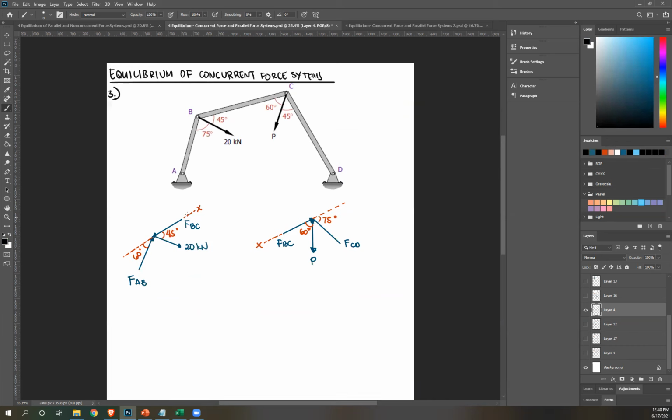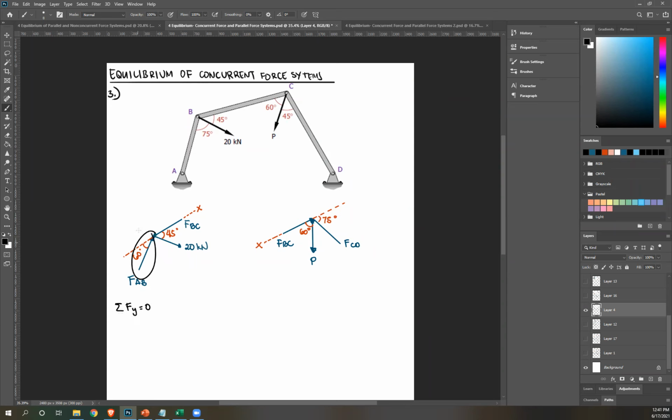Okay. Again, analyzing. If I do summation of forces x, we have two forces with x components that are unknown. If I do summation of forces y, along this axis, FBC is along the x-axis, so I'm going to ignore that. The only unknown will be FAB. Okay, so I'm going to start with summation of forces y.